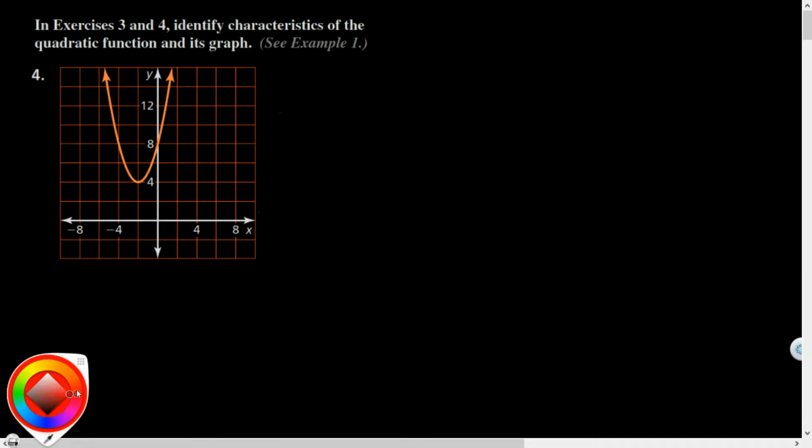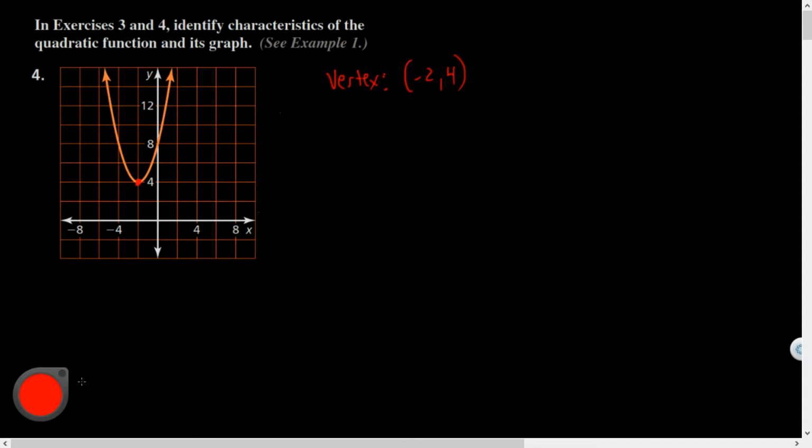So the first thing I want to identify is the vertex. And the vertex is the lowest point on an upward facing parabola. It's the highest point on a downward opening parabola. It's the point in which the graph changes direction, and this vertex appears to be right here. Careful, looks like they swapped the scales on us, friends. That's -2 and up 4 by the looks of it. All right, so there's the vertex.